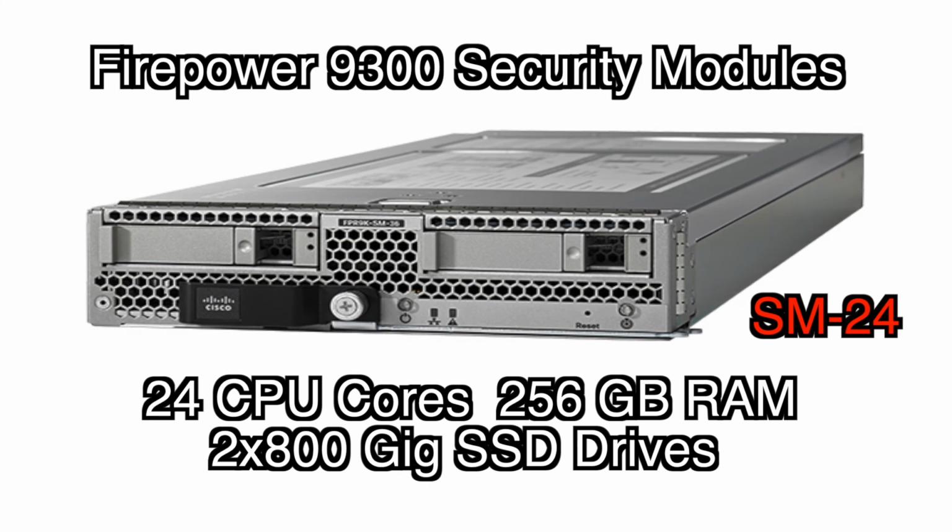The SM24 brings 24 CPU cores and 256 gigs of RAM to the chassis backplane. Additionally, each module sports 2 800 gig SSD drives. The SM36 brings 36 CPU cores and 256 gigs of RAM to the chassis backplane. And finally, there is the SM44, which brings 44 CPU cores and 256 gigs of RAM to the chassis backplane as well.